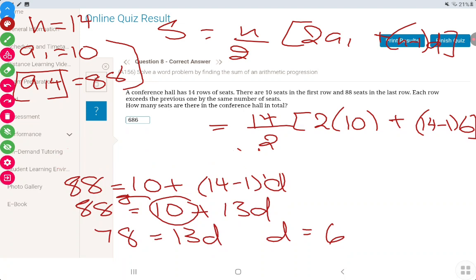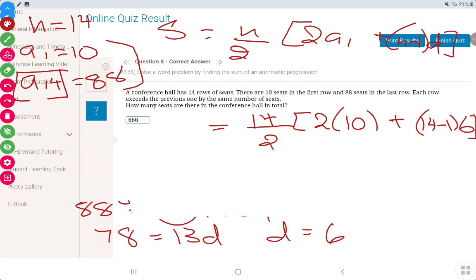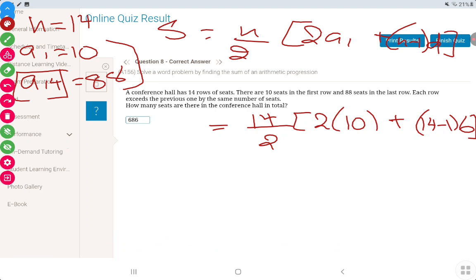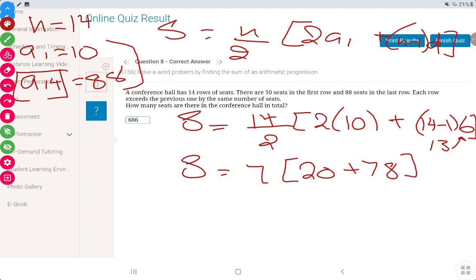We can solve for the sum. The sum is equal to 14 over 2, which is 7, times 2 times 10, which is 20, plus 14 minus 1 is 13. 13 times 6 is 78. So 7 times 20 plus 78 is 686. So the sum of the seats is 686.